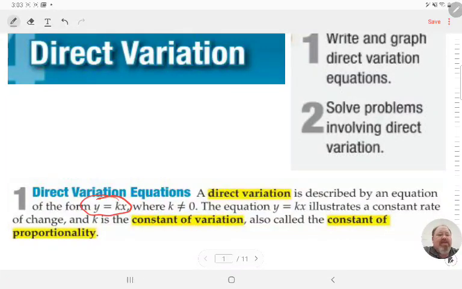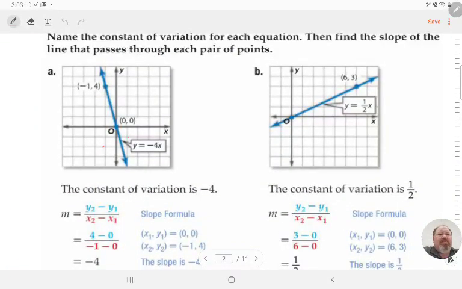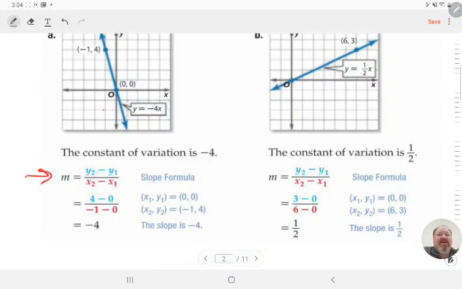The equation y equals kx illustrates a constant rate of change, and k is the constant of variation, also called the constant of proportionality. So when we look at these two problems, we name the constant of variation for each equation, then find the slope of the line that passes through each pair of points. Remember that the equation for slope is the change of y over the change of x. So when I do the change of y over the change of x, I end up with a slope of -4. The constant of variation is also -4, okay?